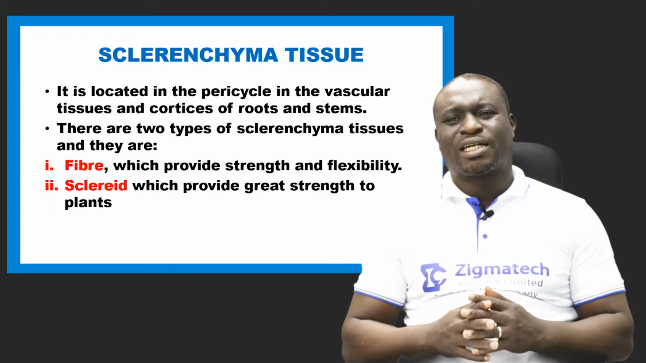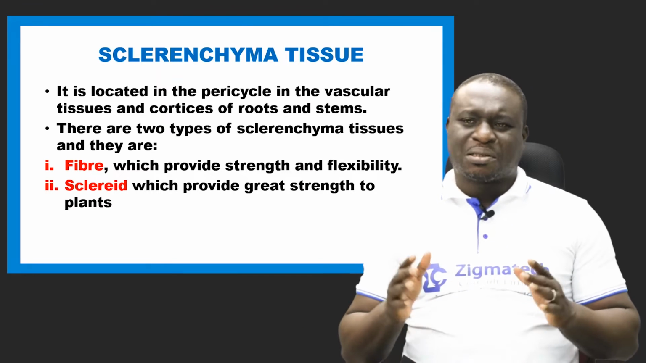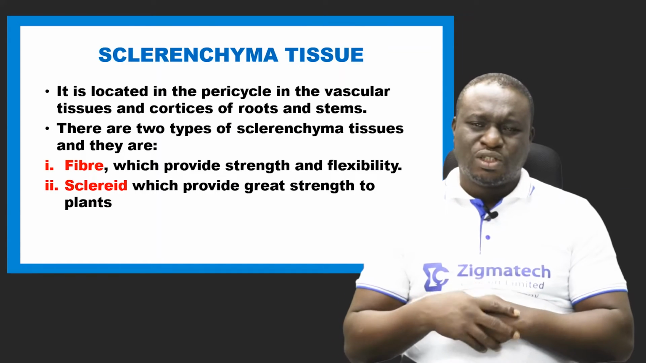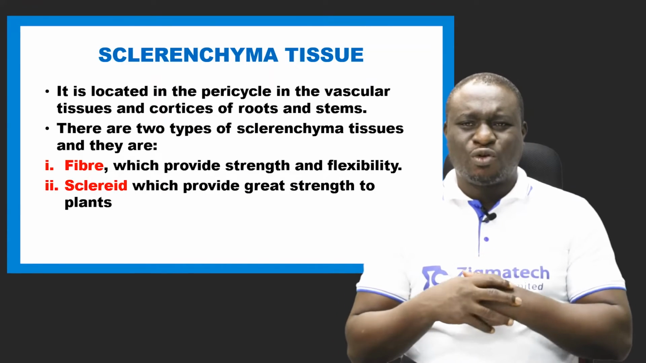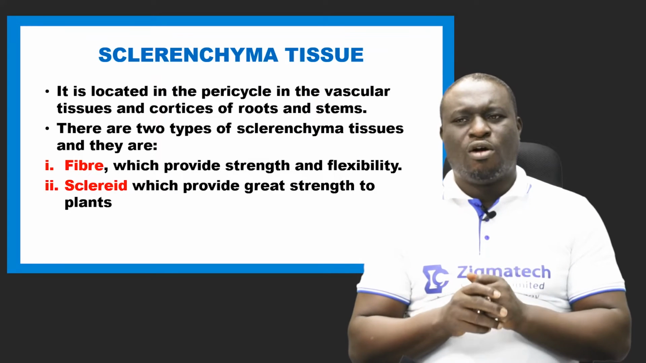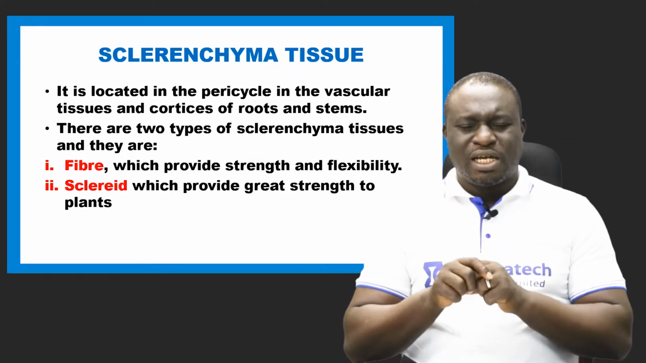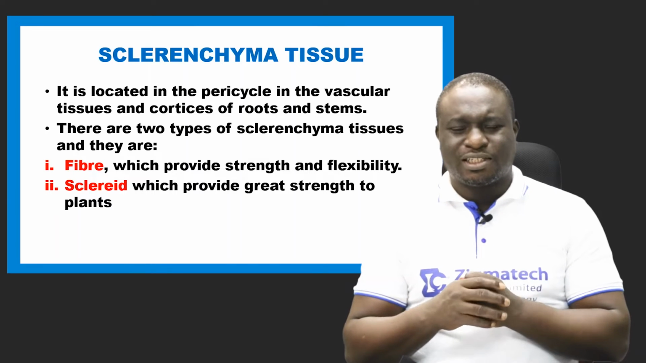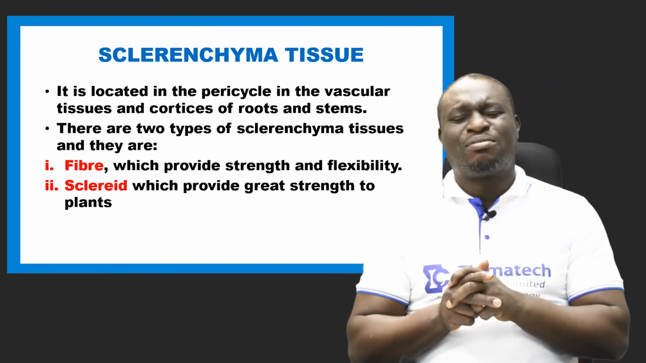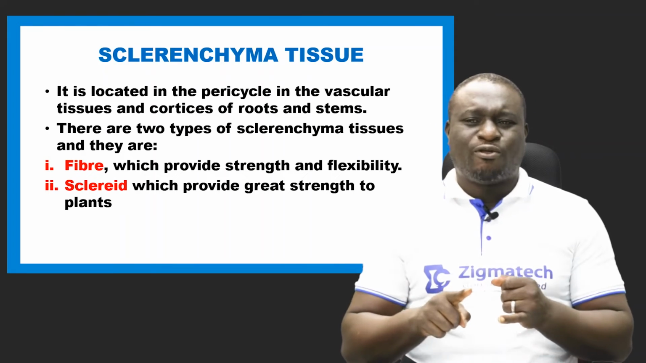Now, moving to sclerenchyma. Sclerenchyma tissues. The sclerenchyma tissue is mostly found in the pericycle, in the vascular tissues and cortexes of roots and stems. Now, there are 2 types of sclerenchyma tissues. We have what we call the fiber.